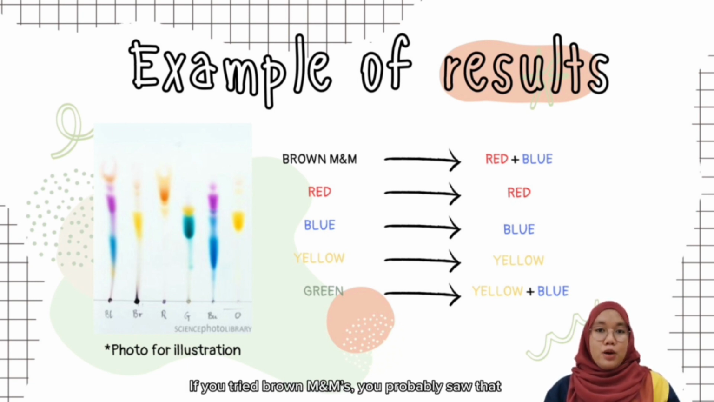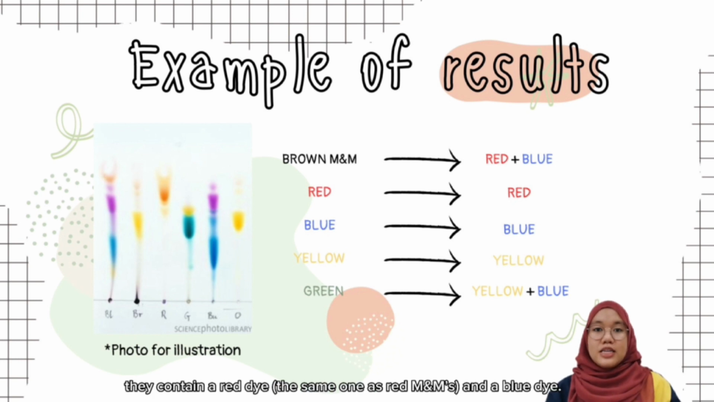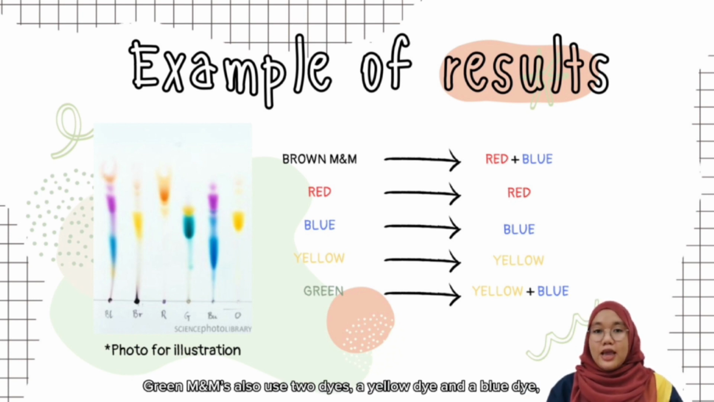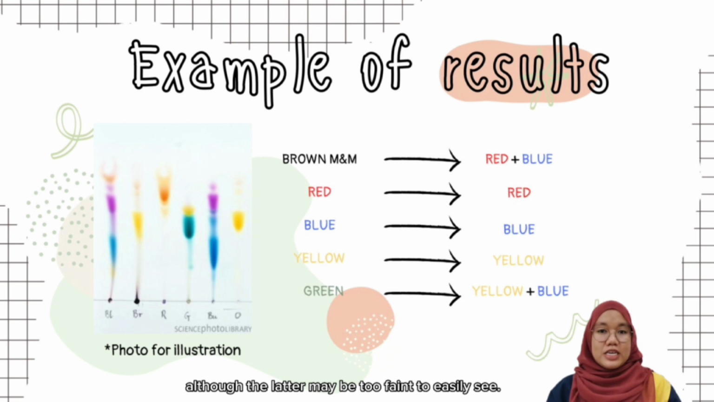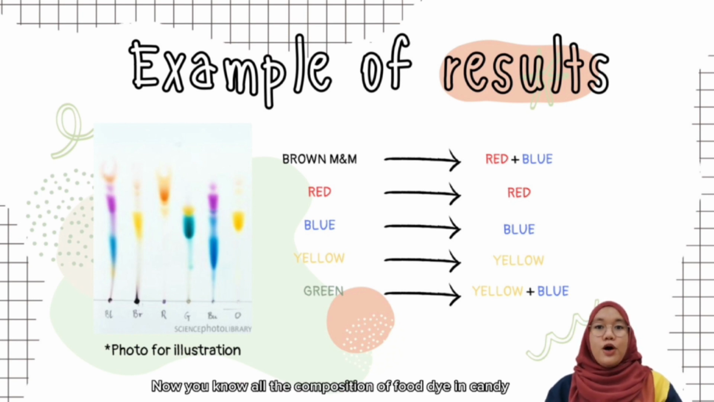If you tried brown M&Ms, you probably saw that they contain a red dye, the same one as red M&Ms, and a blue dye. Green M&Ms also use two dyes, a yellow dye and a blue dye, although the latter may be too faint to easily see. Yellow M&Ms use the yellow dye. Now you know all the composition of food dye in the candy M&M.